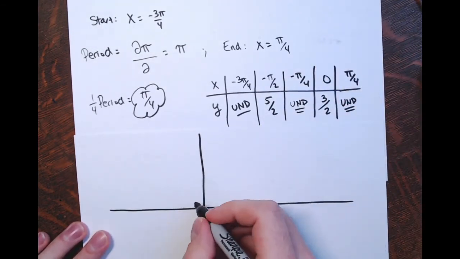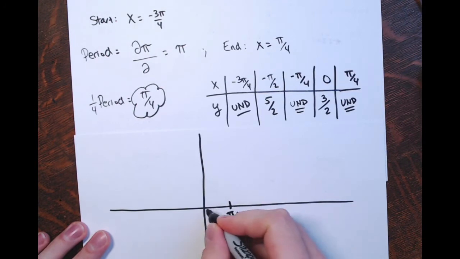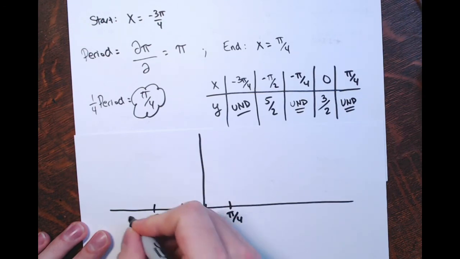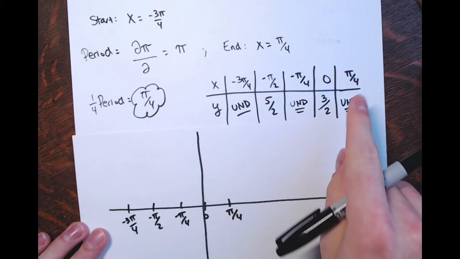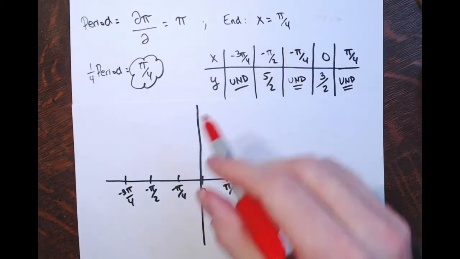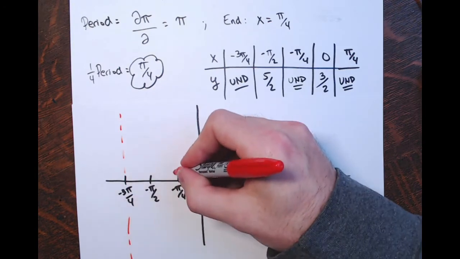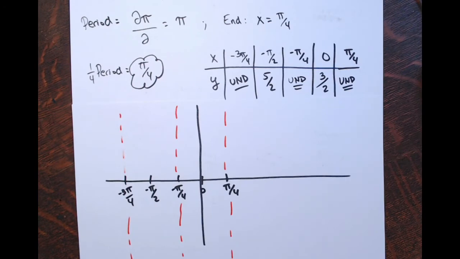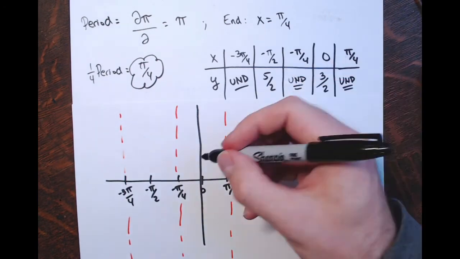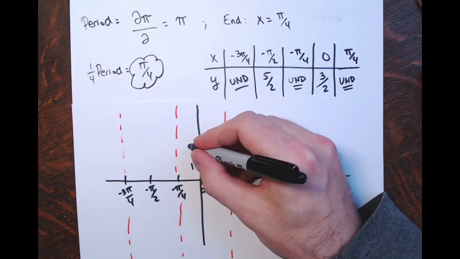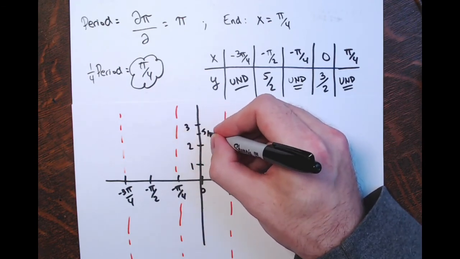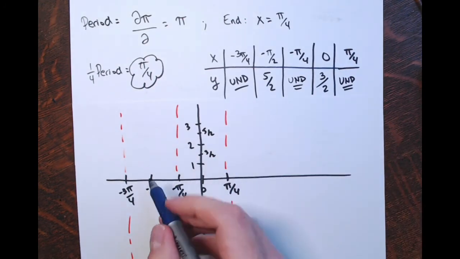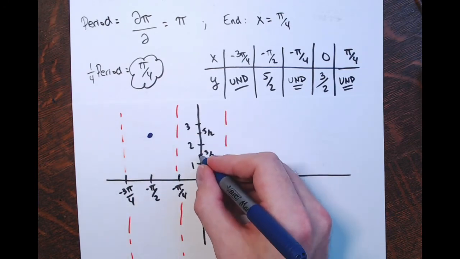So let's say this is pi over 4 here, and then we got 0, and then negative 1 pi over 4, negative 2 pi over 4, negative 3 pi over 4. Here's the one cycle in my drawing, and then I have an asymptote here, here, and here. The outputs are at 1.5 and 2.5. So here's 1, here's 2, here's 3, here's 5 halves, here's 3 halves, and we got negative pi over 2, 5 halves, and then 0, 3 halves.